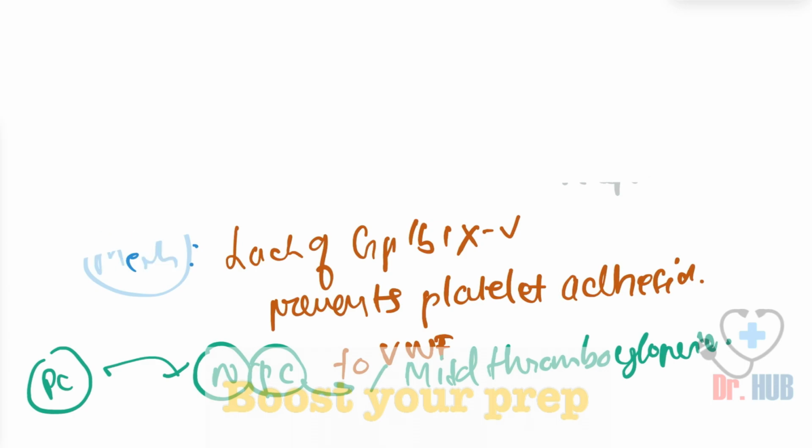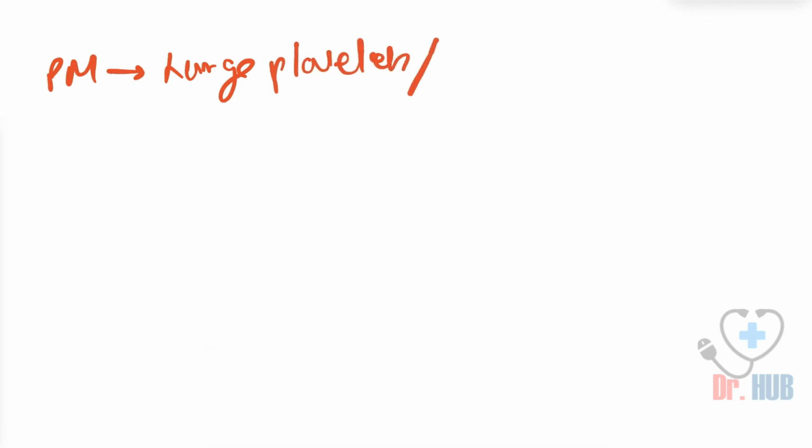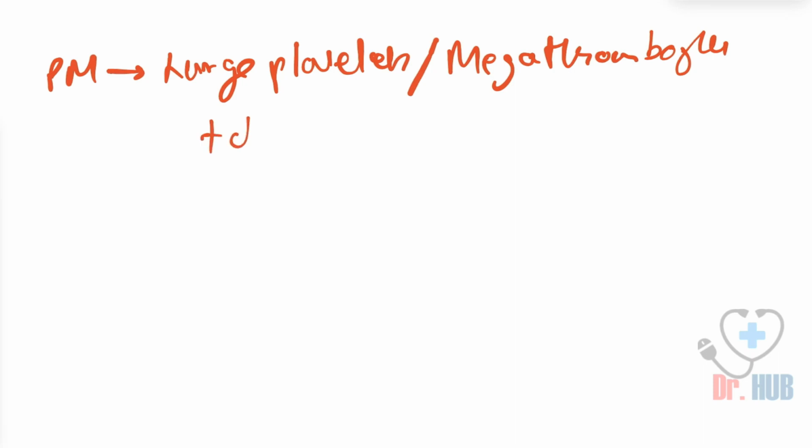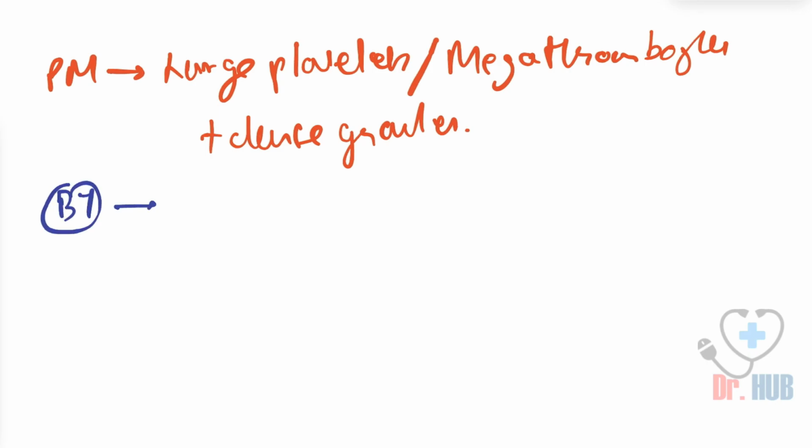Next, we will look at the platelet morphology. How is the morphology of the platelet? If you look at the platelet morphology, there are significantly large platelets, and there are also megathrombocytes, and this is with the dense granules. Then we have the bleeding time. What about the bleeding time? The bleeding time is prolonged.